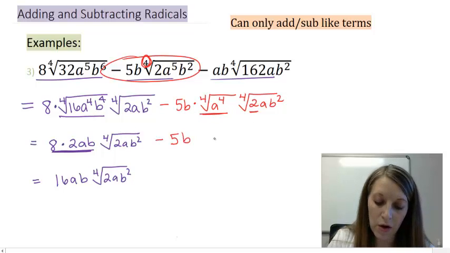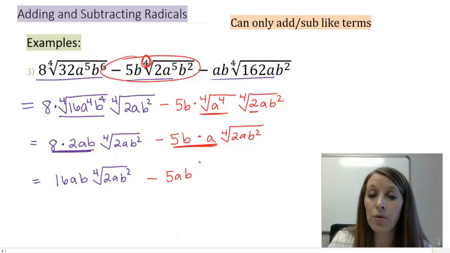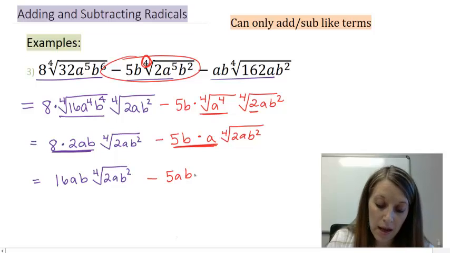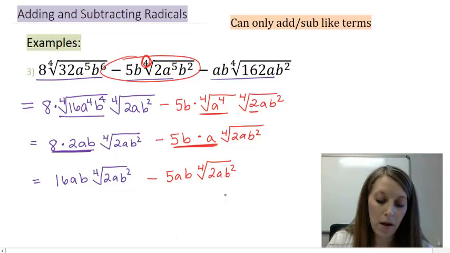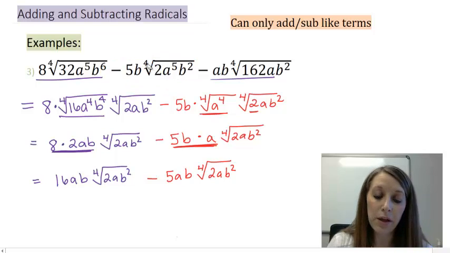Let me simplify that good pi. My fourth root and my a to the fourth cancel out, just leaving me with a. Copying down my leftovers, my 2ab squared. Now I can multiply these here out in front, so that gives me a negative 5ab. Basically, I just wrote those variables in alphabetical order. And then I have a leftover of fourth root of 2ab squared. Okay, so I've simplified my second piece completely.